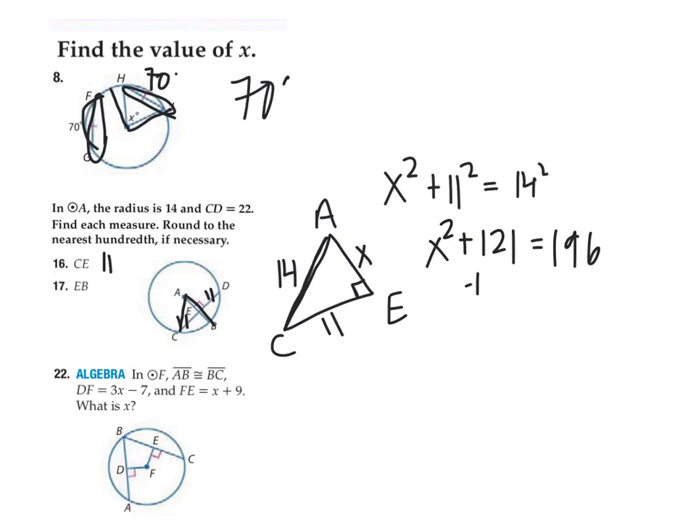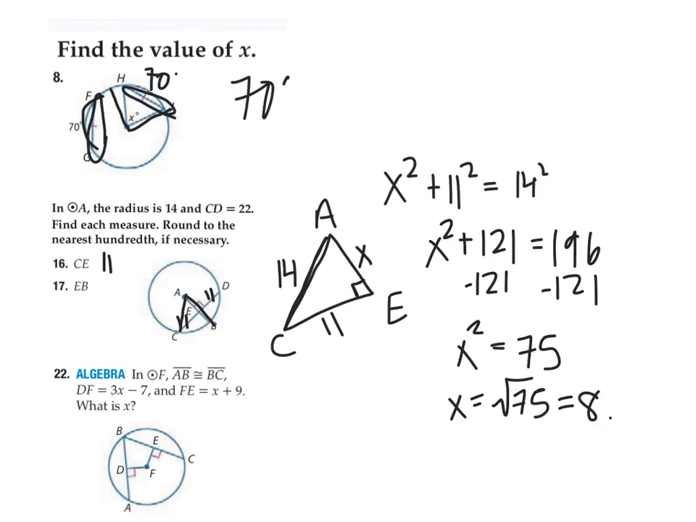196, and then when you subtract 121 from both sides, you get x squared equals 75, and then you can take the square root of 75, and that equals 8.66, and they told us to round it to the nearest hundredth, so 8.66. That's not the length of EB though, that's the length of AE.